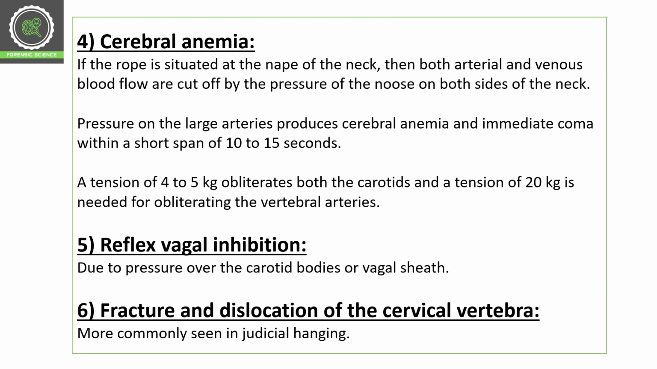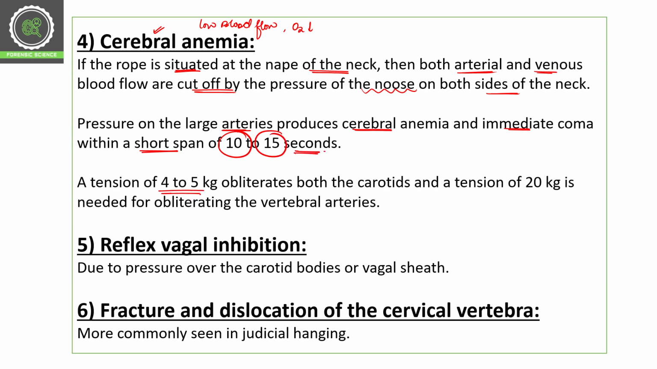Okay, then we have cerebral anemia. As the name suggests, cerebral means in the brain, we have low blood flow or low oxygen tension. So if the rope is situated at the nape of the neck, both arterial and venous blood flow are cut off by pressure of the noose on both sides of the neck. Pressure on the large arteries produces cerebral anemia and immediate coma within a short span of 10 to 15 seconds. So this is really very important.